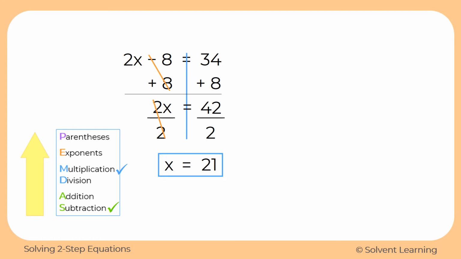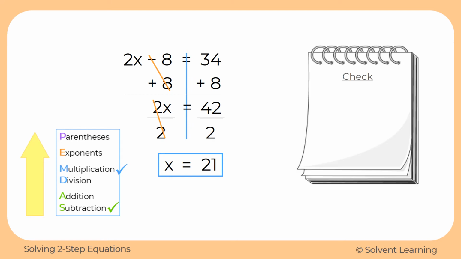But we're not done yet. Remember, when it comes to equations, you can always tell if your answer is correct by checking your answer. So let's do that. We're going to start with our original equation, except instead of writing our variable x, we're going to substitute our answer in for x, since we think that x is equal to 21. So instead of 2 times x, I'll write 2 times 21, and then minus 8 equals 34.